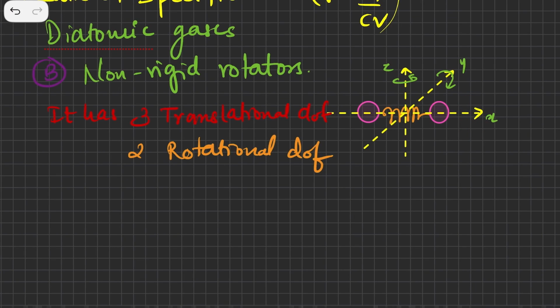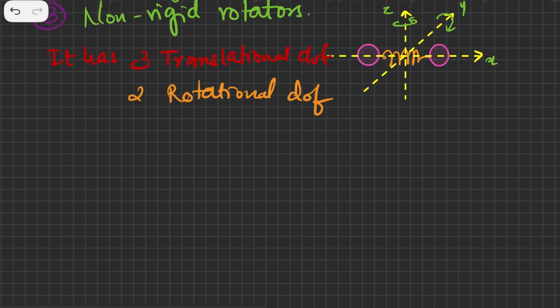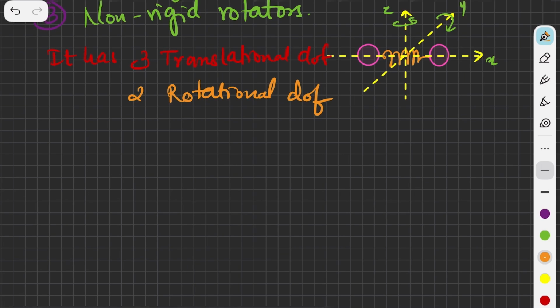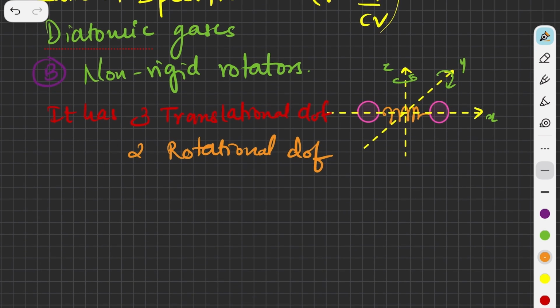In the previous video we discussed I is equal to mr square. If the mass is distributed near the axis, the moment of inertia goes to 0, and the rotational kinetic energy is half I omega square. So if I is 0, the rotational kinetic energy is 0. So that's why we are not going to consider this rotational degree of freedom. But in the previous rigid rotator case, we solved it by using this 3 plus 2, that is 5.